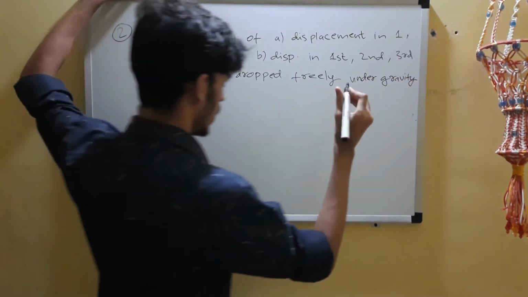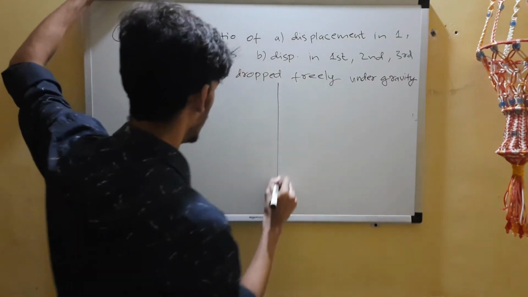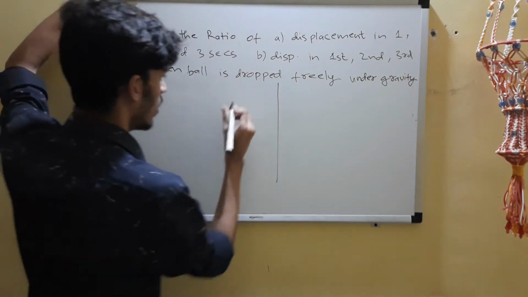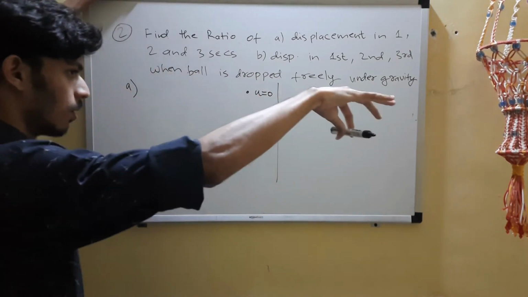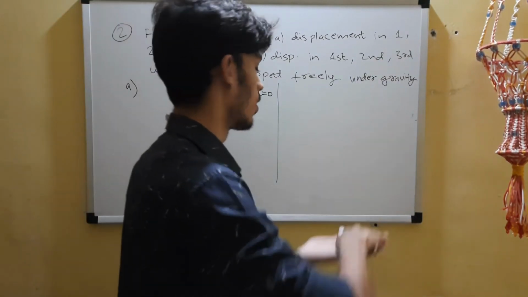Okay, now I will do it. So let's divide it into two. Here we'll solve A part. So the ball is basically dropped freely. U is 0, right? You just drop it. You go and drop it.